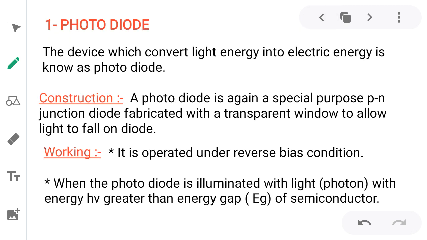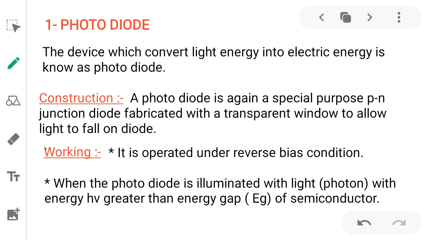Simple working procedure. First point, what does it say? It is operated under a reverse bias condition. Then what do you mean by reverse bias? The P side is connected to the negative and the N side is connected to the positive power supply. It is working under reverse bias condition.